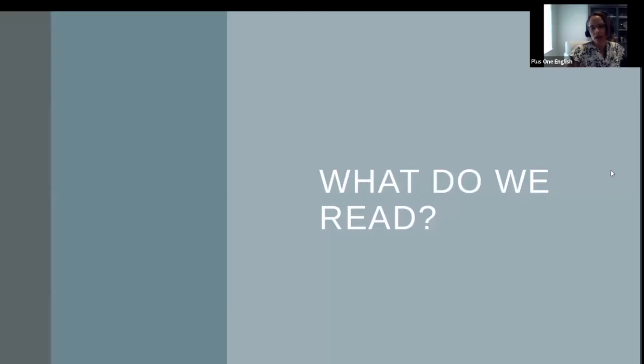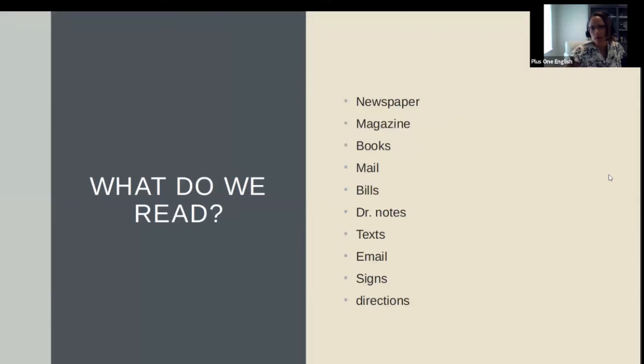Okay, so let's look at some strategies. First, I'm going to ask you, what do we read? What are some genres we read in our everyday life? We read things like newspapers, magazines, books, mail, bills, doctor notes, texts, email, signs, and directions.